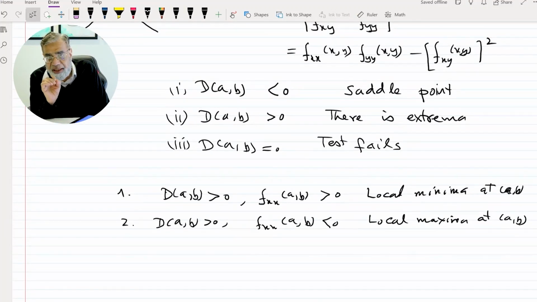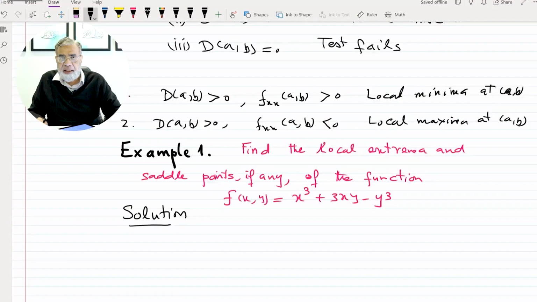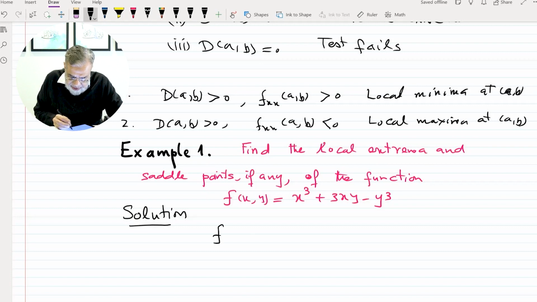Now I give you an example and I will explain the details of the method we have discussed with the help of the example. We want to find the local extrema and saddle points, if any, of the function f(x, y) equal to x cube plus 3xy minus y cube. So we have here the function f(x, y) equal to x cube plus 3xy minus y cube.